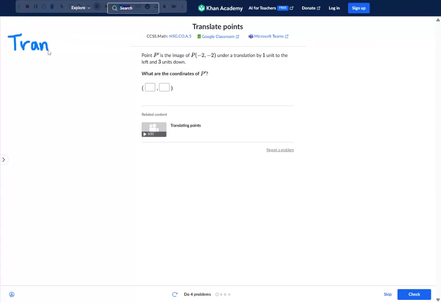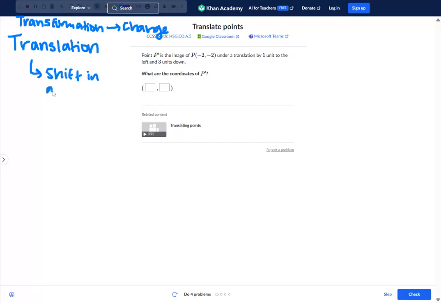A translation. Remember, our big umbrella term is transformation, which remember is just talking about some kind of a change that's happening. So if there is a translation, specifically it's talking about shifting in a direction, in a certain direction by a certain number of units.